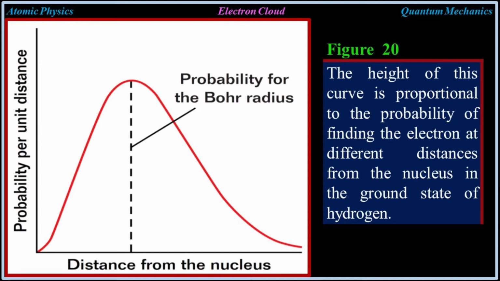Figure 20. The height of this curve is proportional to the probability of finding the electron at different distances from the nucleus in the ground state of hydrogen.